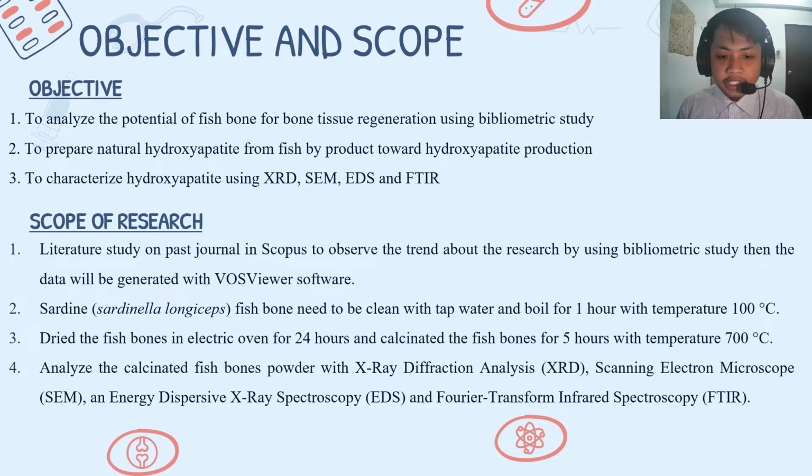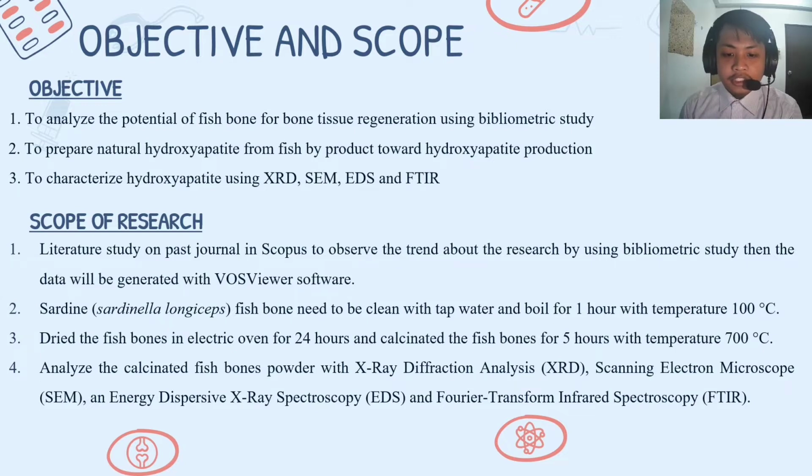For scope of study, one, literature study on past journals in the Scopus database to observe the trend of the research by using bibliometric study. Then the data will be generated with VOSviewer software.